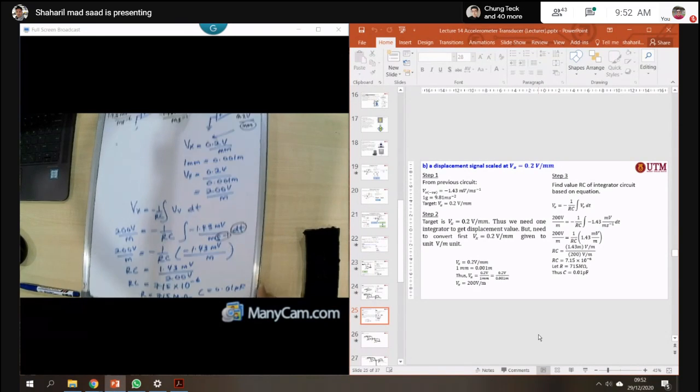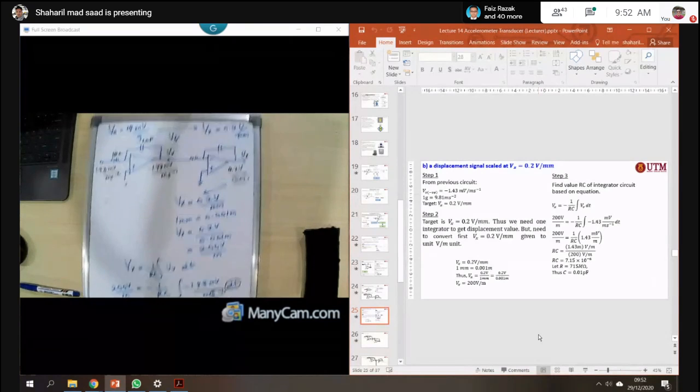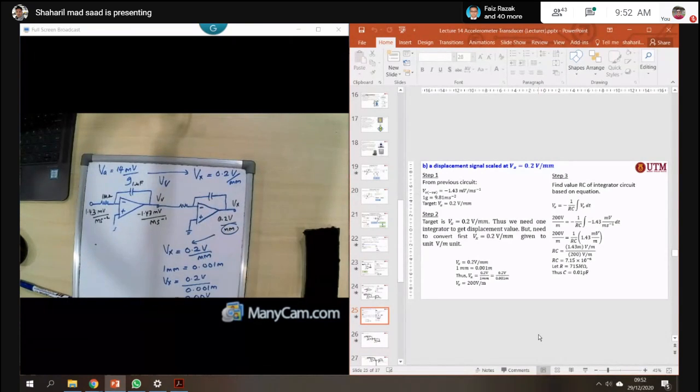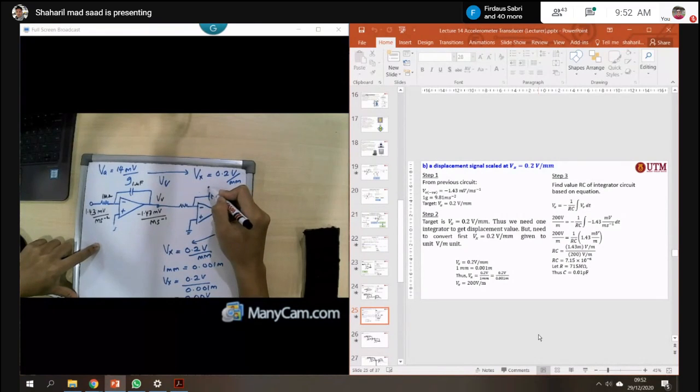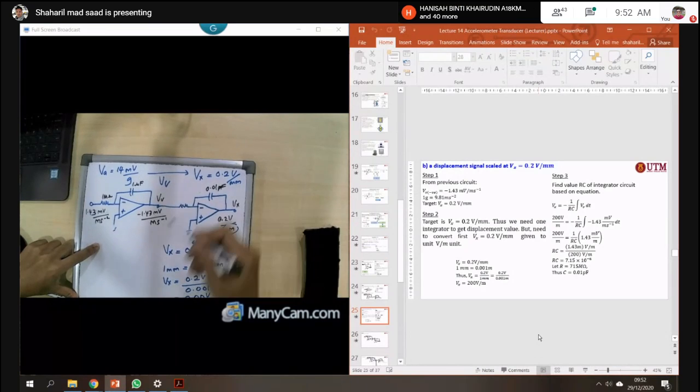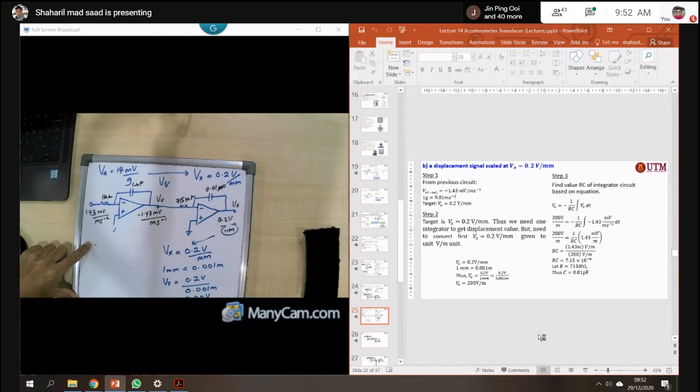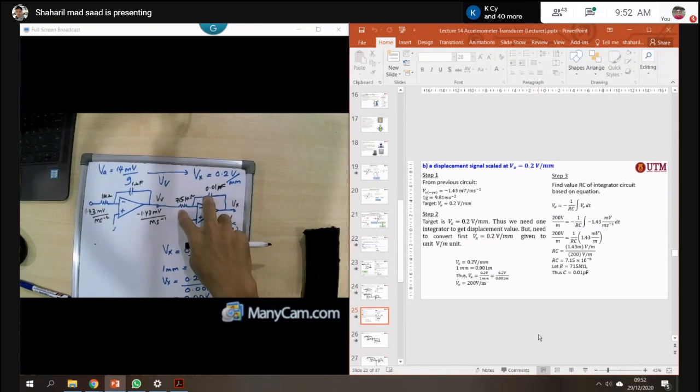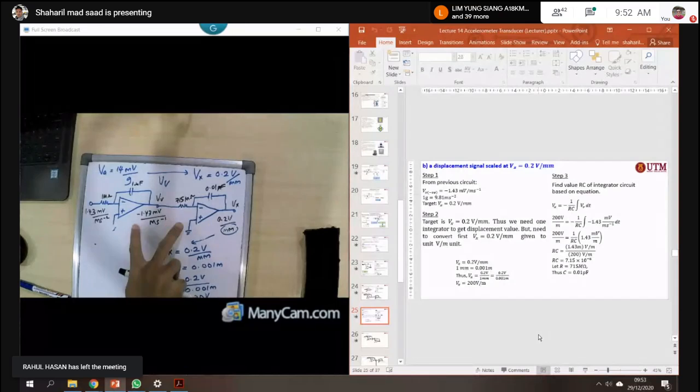Okay, now we already got these two values here. So our signal conditioning here: C value is 0.01 picofarad, and this value is 715 mega ohm. Okay, right. So when you choose these two values, you will get the output that you want, 0.2 volt per millimeter. So that means in order to get the displacement, you need to have two integrators here.